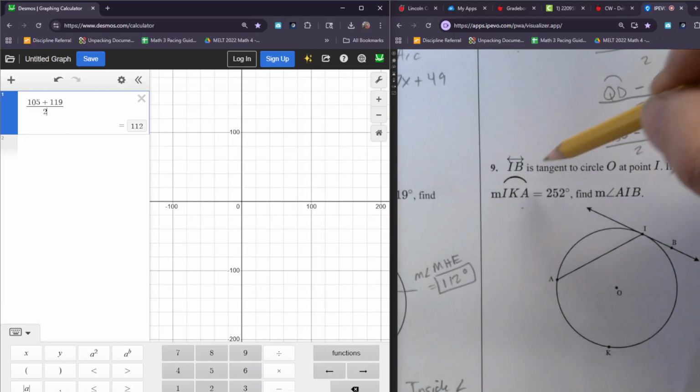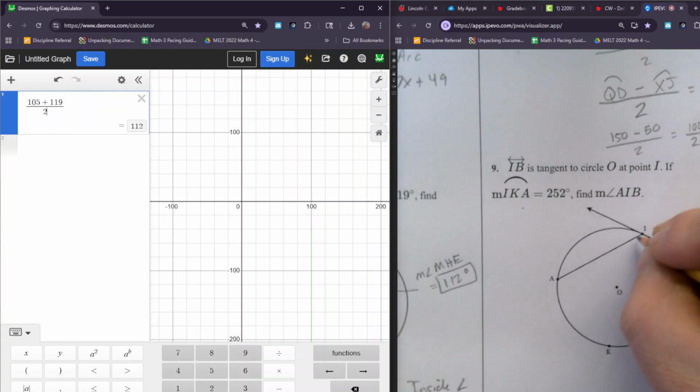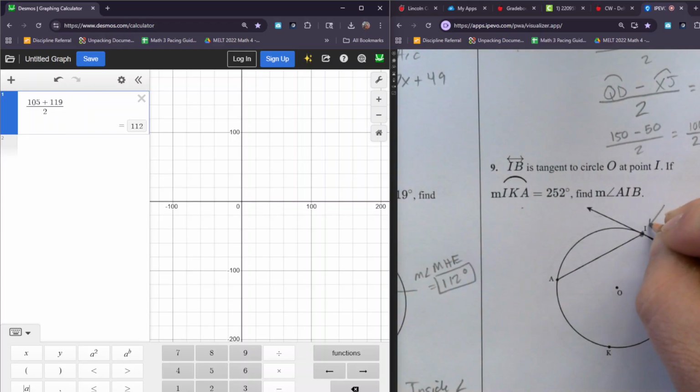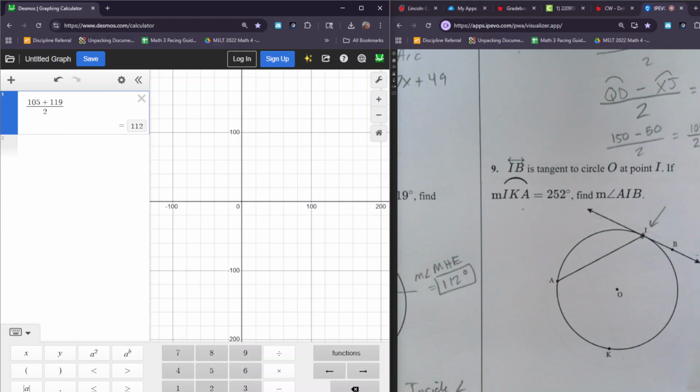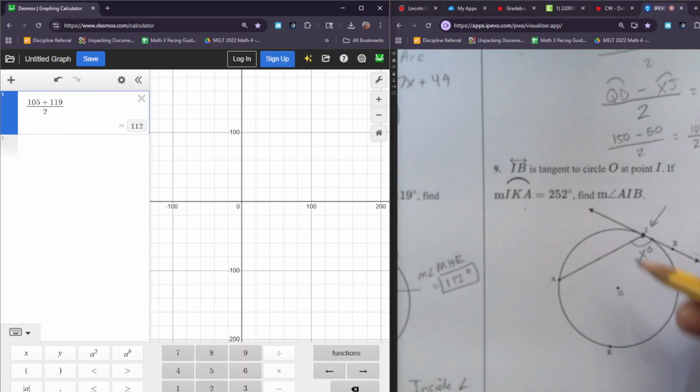Now it says IB is a tangent to circle O at point I. So what this is saying is they touch at that point right there. Find the measure of AIB.